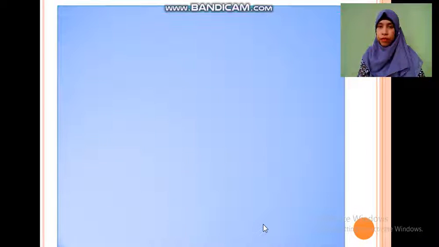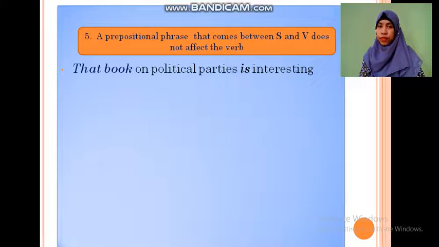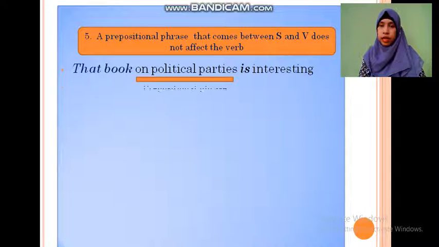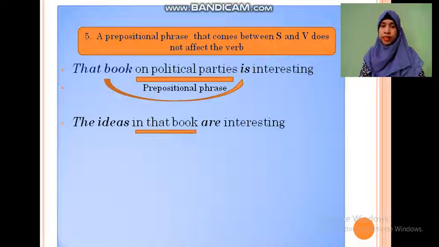Okay, for the next, a prepositional phrase that comes between the subject and the verb does not affect the verb. For example, the book on political parties is interesting. Here, on political parties is a prepositional phrase. So just focus on the subject and the verb: book and is. In that book, some ideas in that book are interesting.